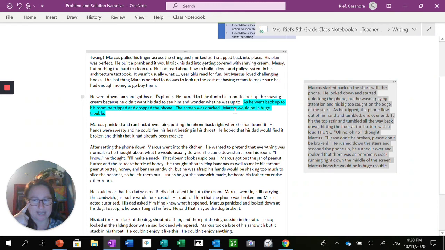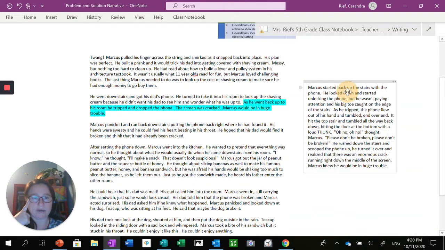And then I pictured it in my head like a movie. I imagined it. And then I wrote what I saw. Marcus started back up the stairs with the phone. He looked down and started unlocking the phone, but he wasn't paying attention, and his big toe caught on the edge of the stairs. As he tripped, the phone flew out of his hand and tumbled end over end. It hit the top stair and tumbled all the way back down, hitting the floor at the bottom with a loud thunk. Oh no, thought Marcus. Please don't be broken. Please don't be broken. He rushed down the stairs and scooped the phone up. He turned it over and realized that there was an enormous crack running right down the middle of the screen. Marcus knew he would be in huge trouble.